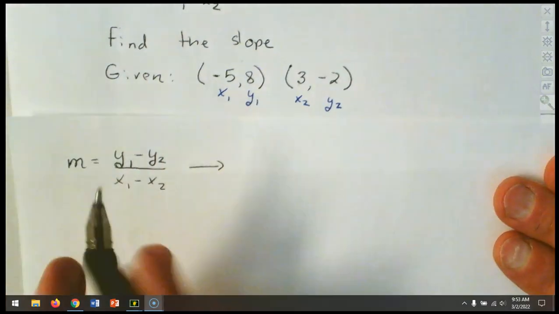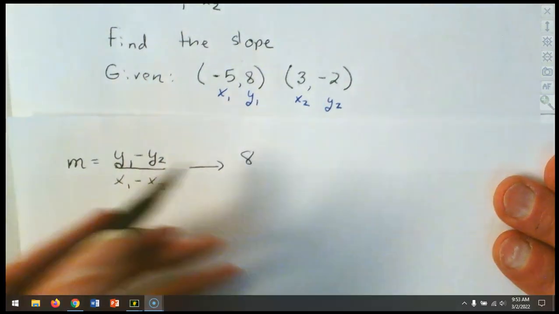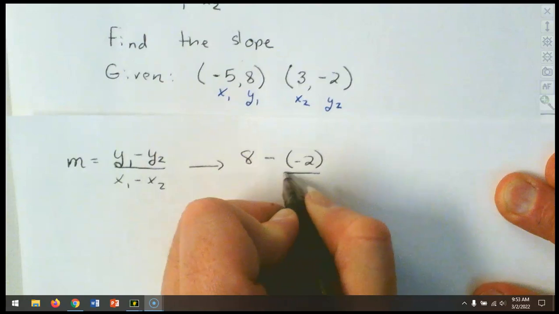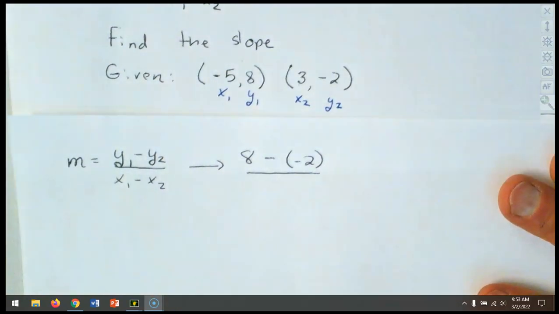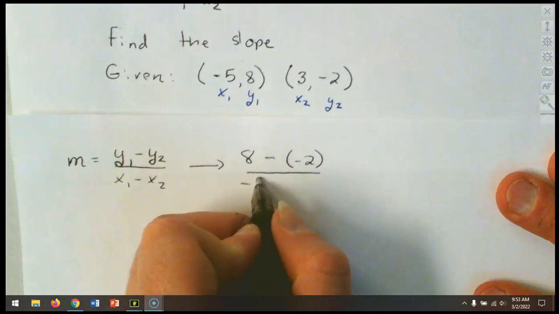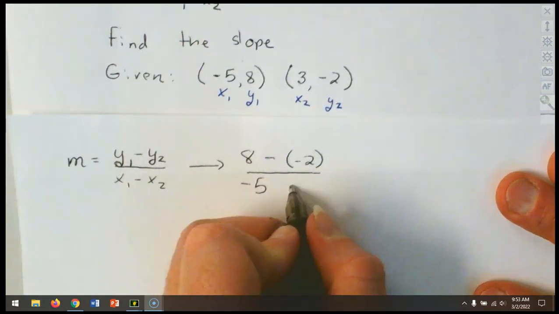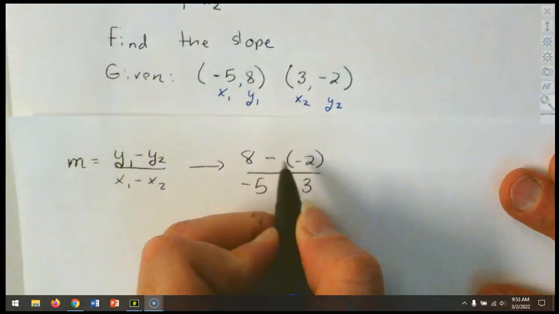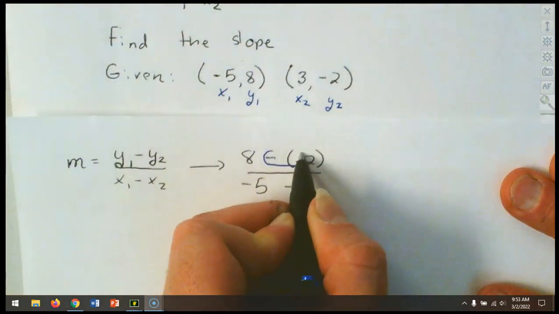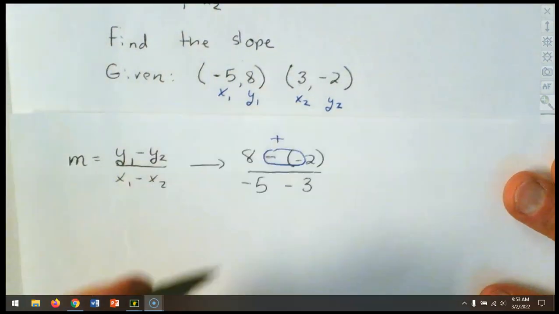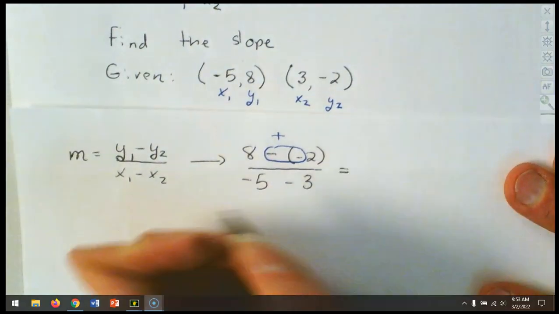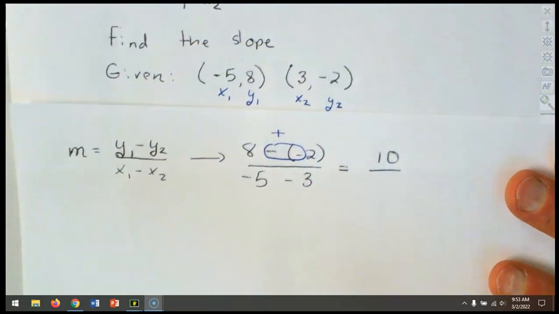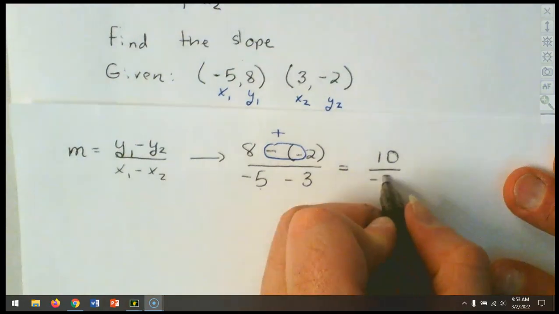So y1, which is 8, and watch your signs here, minus y2, which is a minus 2. So notice there's going to be a double negative. Down below, we have x1, which is a minus 5, minus 3 for x2. We're going to go ahead and work this one out. So we know the double negative here makes that then positive. So the numerator is going to come out to be a positive 10. The denominator, minus 5 minus 3 makes it a minus 8.